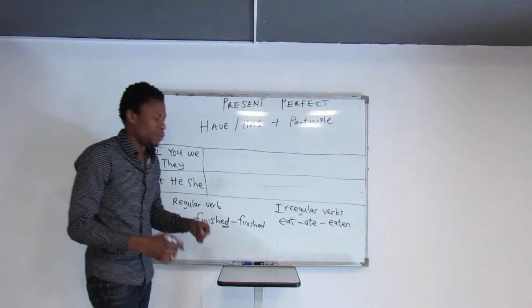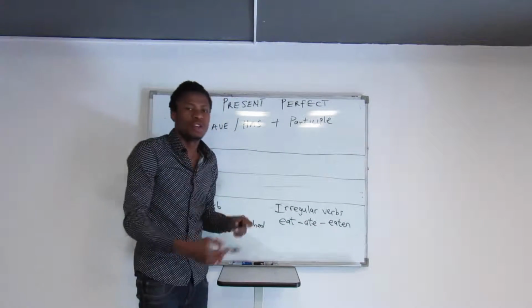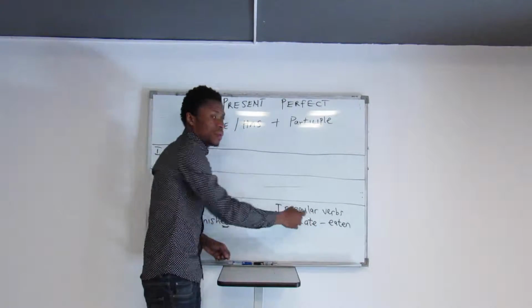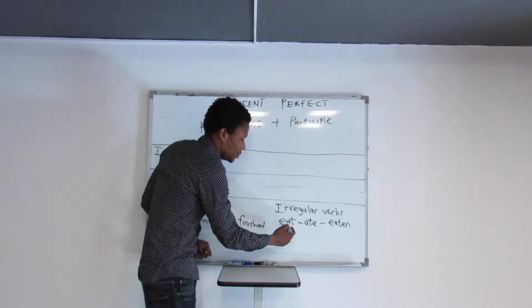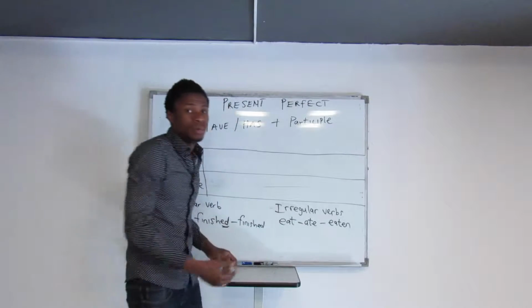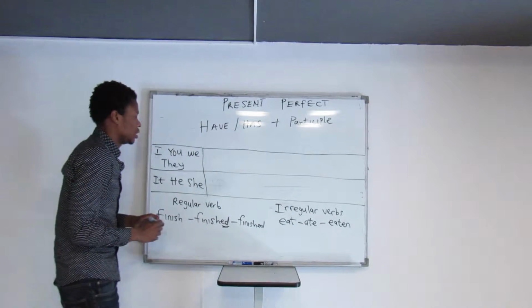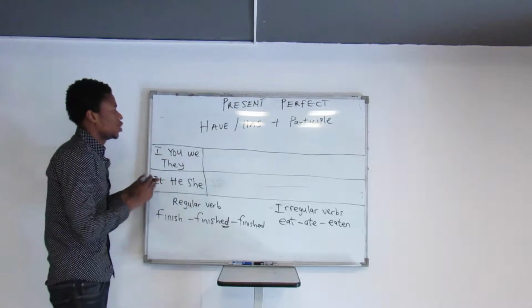But for an irregular verb, we have eat, ate, eaten. So it's not regular, it has different types of changes. This is the verb, the past simple, and this is the past participle of eat, eaten. Alright, I hope that has already helped you a little bit. Let's go back to the structures.